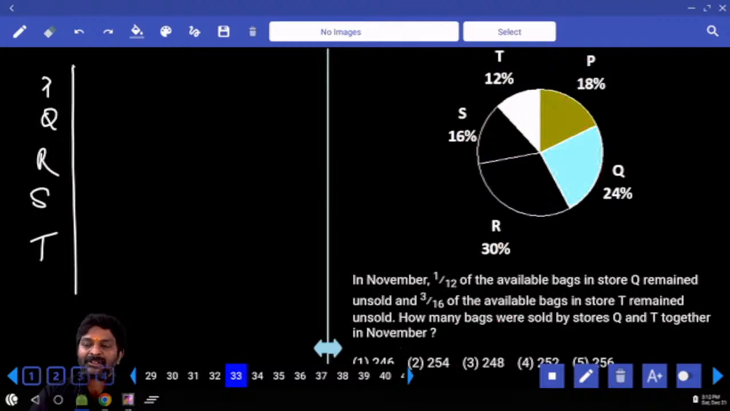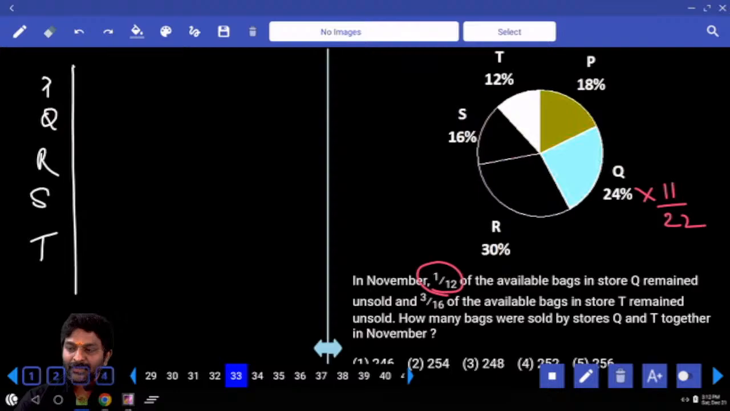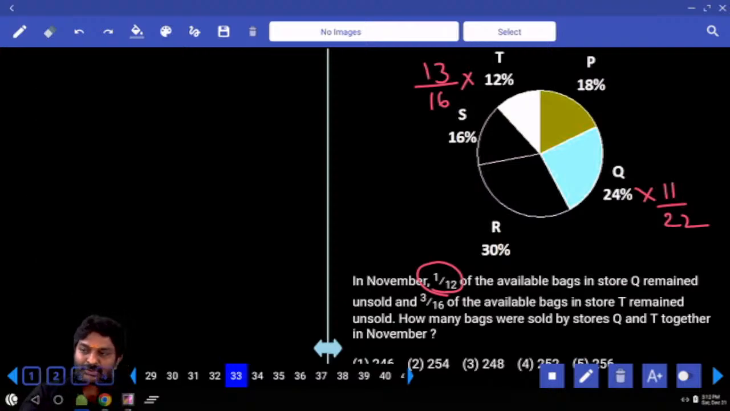In November, 1/12 of the available bags in store Q remained unsold. 3/16 of available bags in store T remained unsold. How many bags were sold by store Q and T together? Q. If 1/12 are unsold, 11/12 are sold. From T, 3/16 are unsold. Sold are 13/16. Correct? Right.